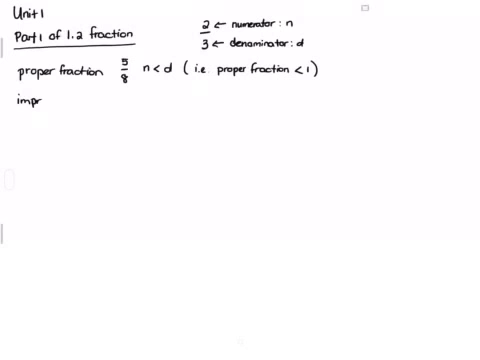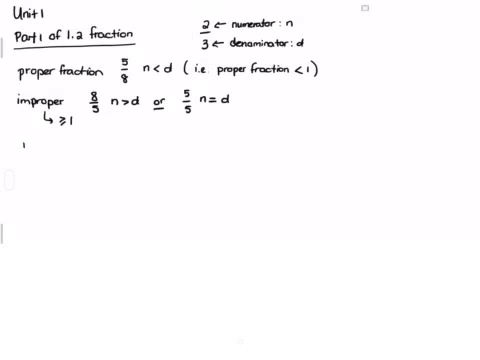Improper fraction, it's either one where the numerator is greater than the denominator, or when the numerator is equal to the denominator. So an improper fraction is greater than or equal to 1 whole.